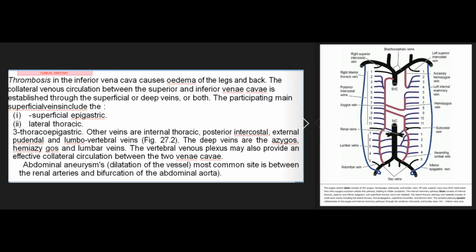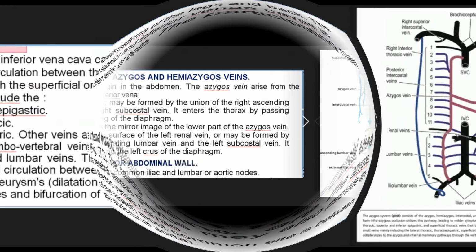Abdominal aneurysms are dilatations of the vessel, most commonly between the renal arteries and the bifurcation of the abdominal aorta.